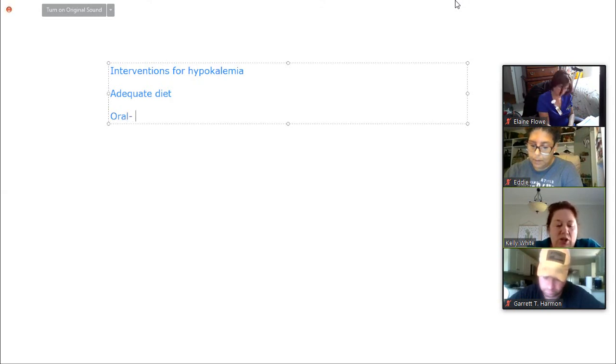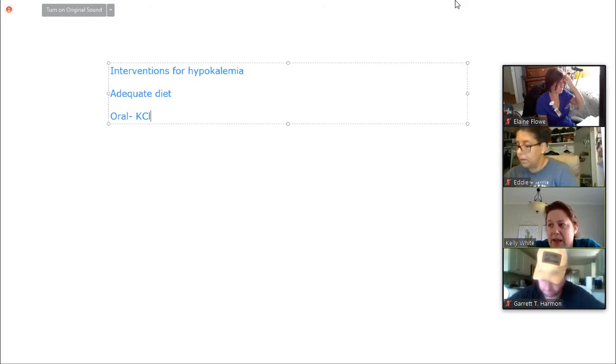So we're going to give KCl, which is potassium chloride. It's got a couple names. It's KCl, potassium chloride. They might call it K-Dur or Micro K. It's got several different names, but just potassium. Couple things with oral potassium.